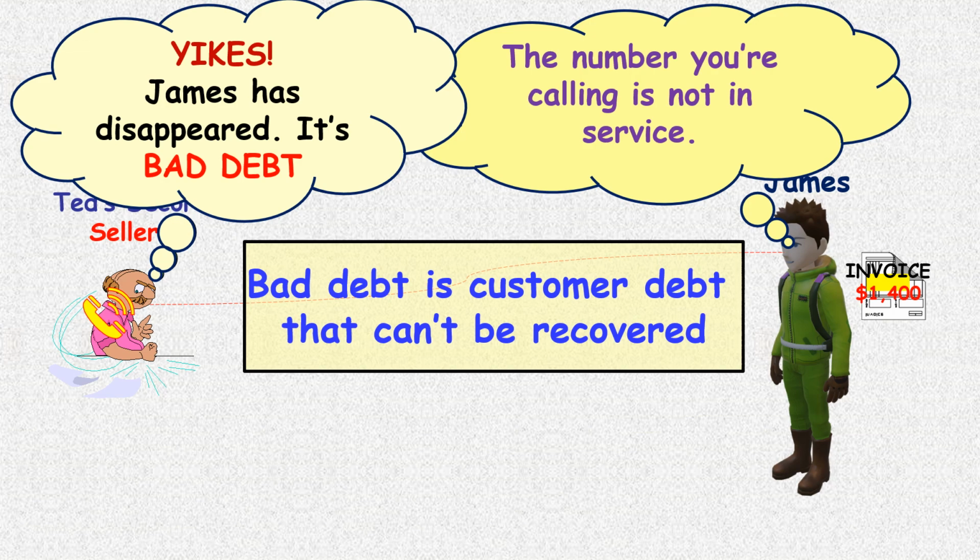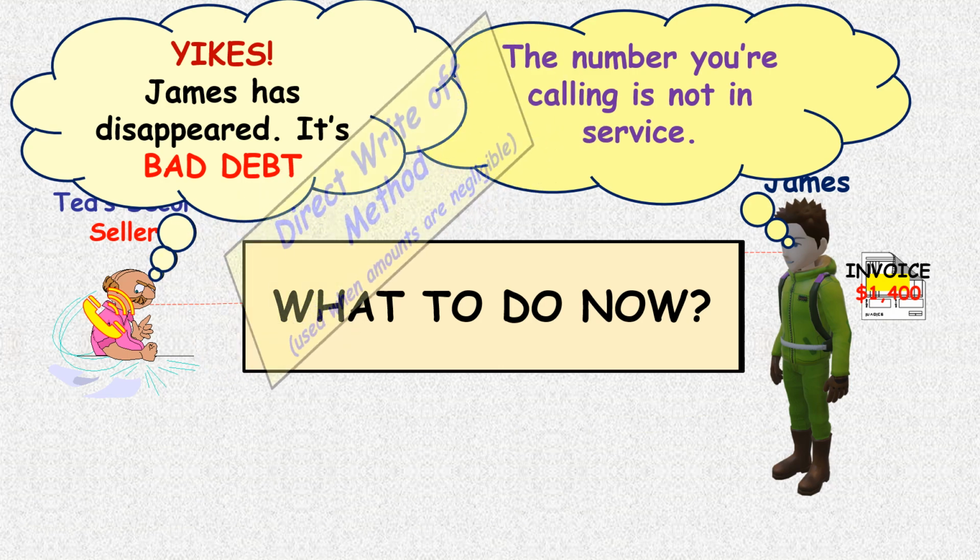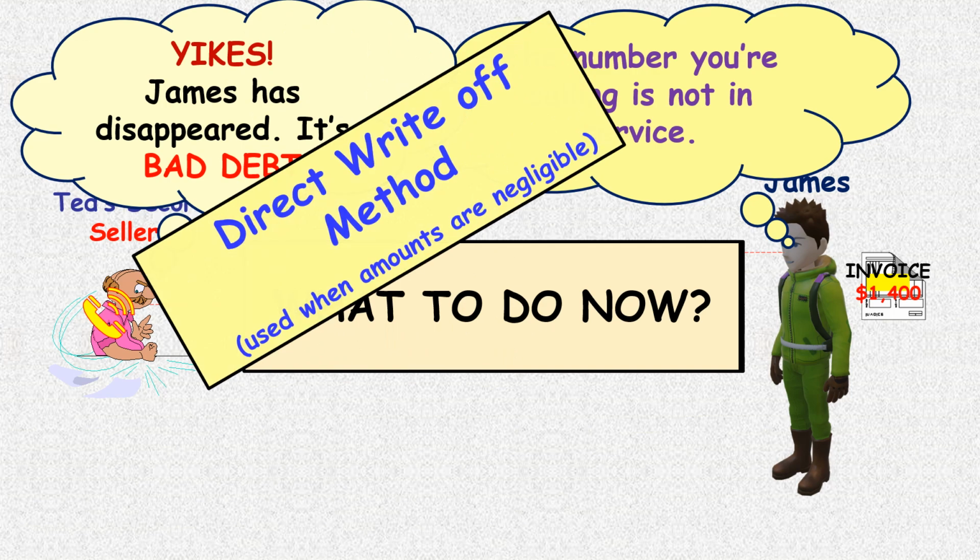Since Ted Decor cannot get the money from James after repeated contact and everything they could do to find him and get him to pay, that becomes a bad debt for the seller, which is Ted Decor. Now, when a customer does not pay, what should the accounting department at Ted Decor do? Well, there are two methods.